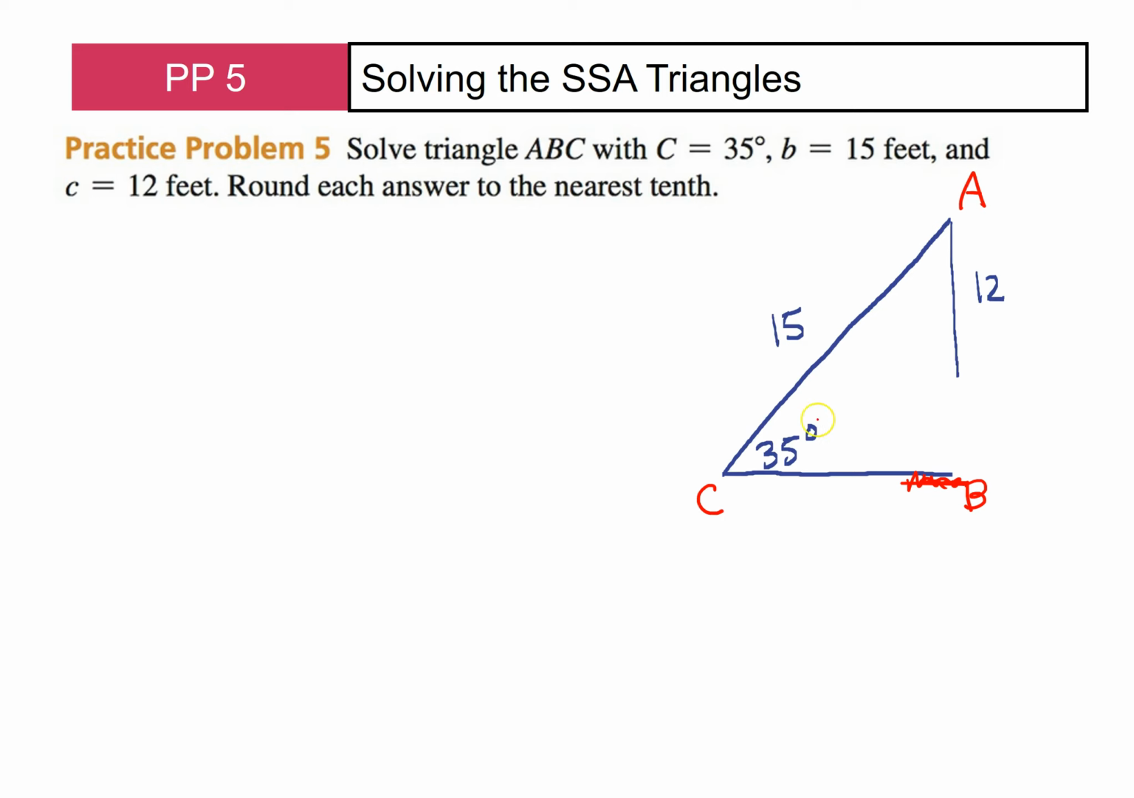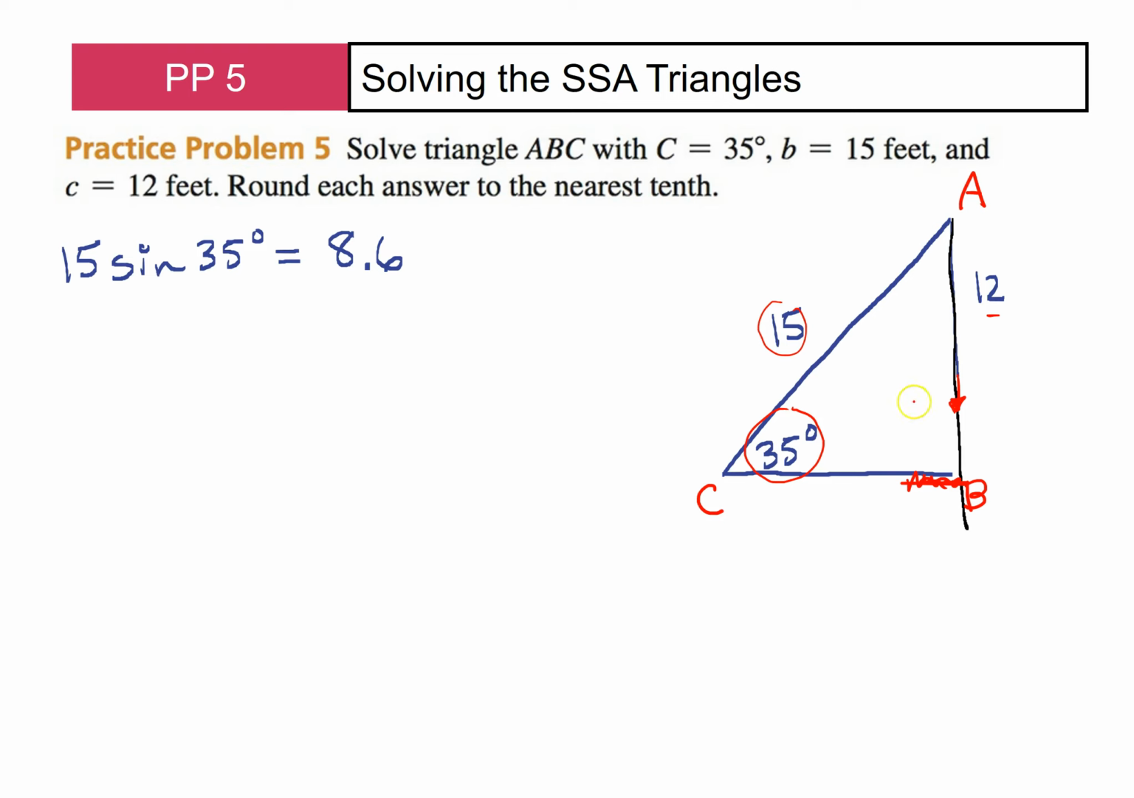Now the question is this: is 12 enough? Is 12 the minimum to get us down to that side? Let's check it out. Our test is 15 times sine of 35 degrees. If I punch that in the calculator, it becomes 8.6 inches. Yes, we do have enough. In fact, we have a lot more than enough.